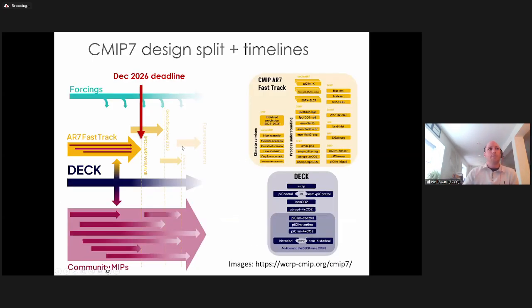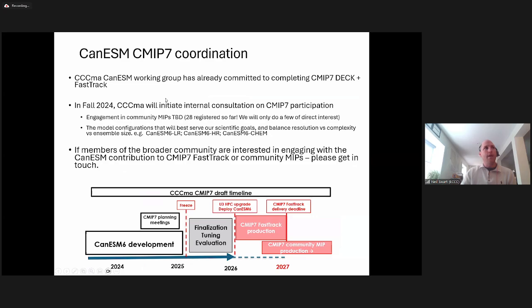Okay, so just quickly on CMIP 7, they've broken it up into different components. There's the DECK core simulations, and there's the fast track, which is intended to serve the IPCC report, and there's a deadline of December 2026. And then everything else is lumped into community MIPs. And so at CCCma, we've basically already committed to doing DECK plus most of fast track in the ESM working group. And then coming in this fall, we'll have an internal consultation to start planning our engagement with those community MIPs, but also to ask what model configurations are going to best serve our scientific needs in that exercise.